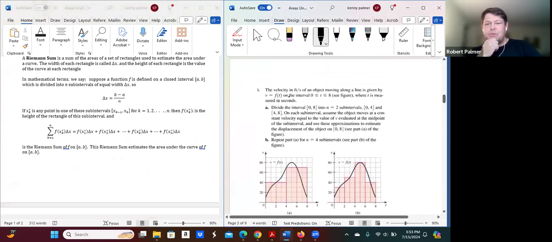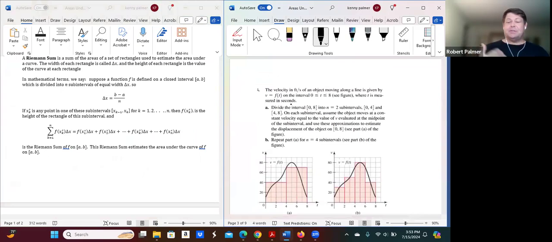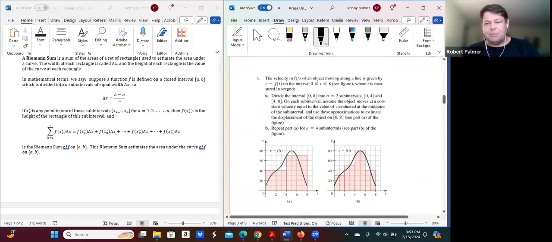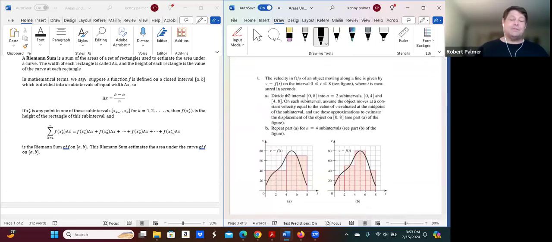All right. The first one, I was going to talk about velocities. That's a good place to start. That's something we're all familiar with. So the velocity of an object moving along a line is given by v equals f of t on the interval from t equals 0 to 8. You have the figure below. This one's taken from a textbook, where t is measured in seconds. Of course, t can be in any units of time, and your velocity can be, in this case, feet per second, or any other units of length divided by time.